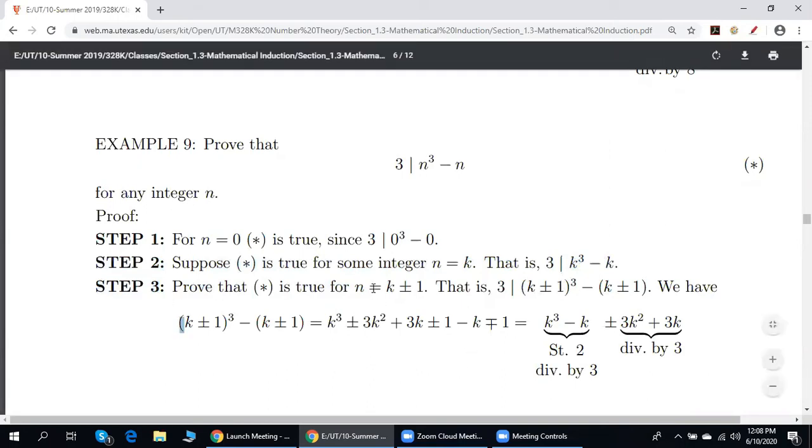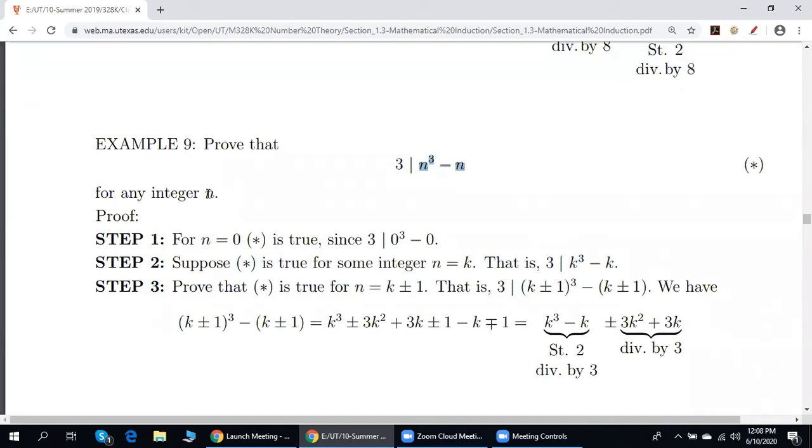In problem number 1, n will be equal to k plus 1, because in problem number 1, we want to prove that 3 divides this for any integer n greater or equal to 0. In problem number 2, n will be equal to k minus 1, because in problem number 2, we want to prove that 3 divides n cubed minus n for any integer n lesser or equal to 0. We have to go in the negative direction.